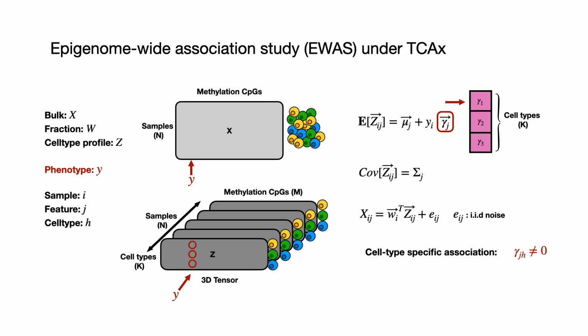For example, here, if the first entry shows strong evidence, then we can pin this association to the first cell type. You'll soon see that different assumptions on the covariance structures will be reflected in the final consistency performance of the cell type specific EWAS hits.